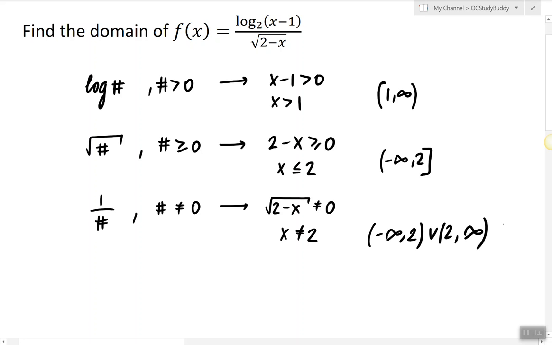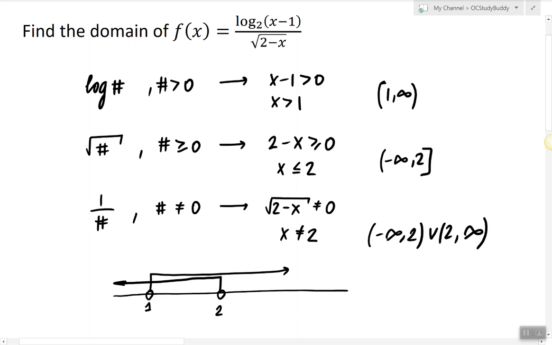So putting all these three constraints together, we conclude that the domain of this function is between 1 and 2. So the domain of f is an interval between 1 and 2. So this is how we find the domain of a function that has multiple constraints.